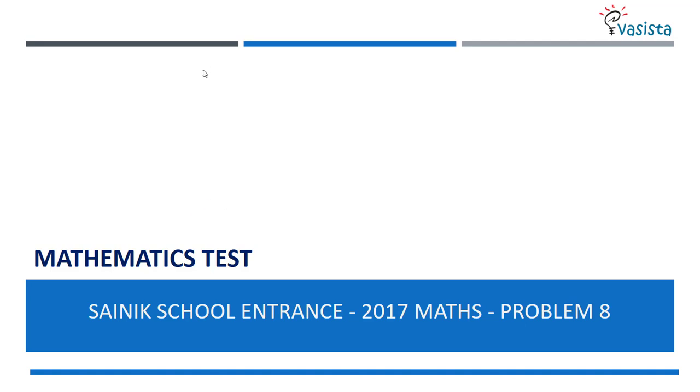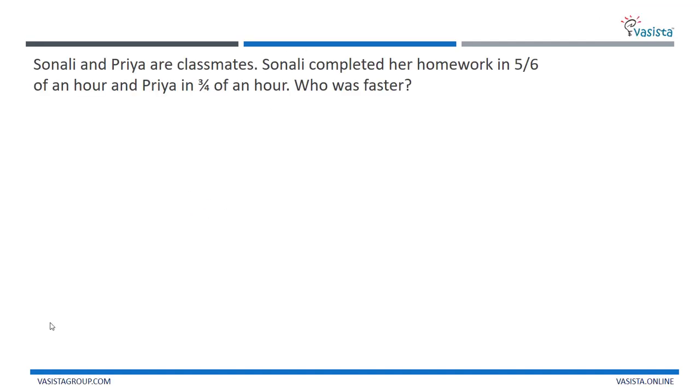Fine, let me solve problem number 8 here. See, the question is what? Sonali and Priya are classmates. Sonali completed her homework in 5/6 of an hour. Priya took 3/4 of an hour. So who was faster? That is what we need to find out.